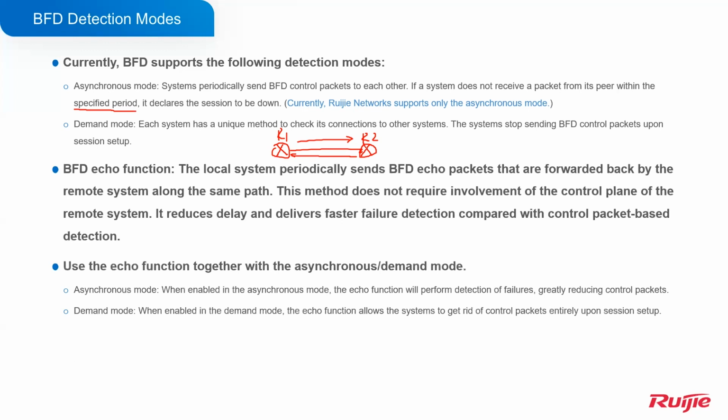And if we use the echo function together with the asynchronous or demand mode, let's see what will happen. When enabled in the asynchronous mode, the echo function will perform detection of failure, greatly reducing the control packets. While when enabled in the demand mode, the echo function allows the system to get rid of control packets entirely upon session setup. Okay, this is the application of the echo function.